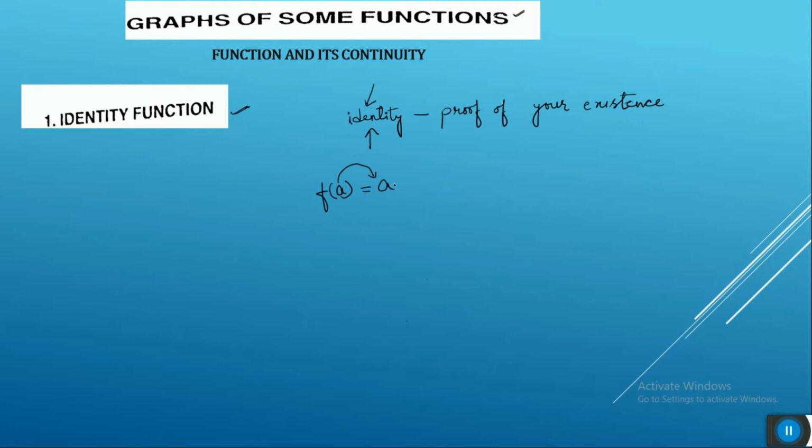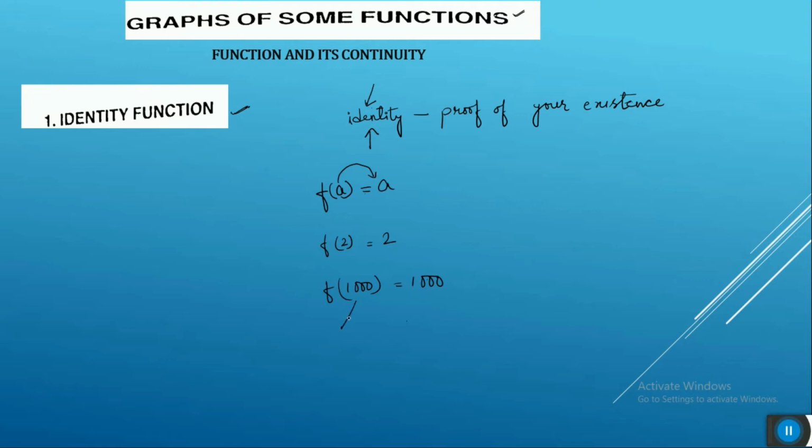Now suppose this is your function, right? If you write f of 2, it will give you 2. If you write f of 1000, it will give you 1000. Such kinds of functions are called identity functions. Whatever you put inside here will come out here.